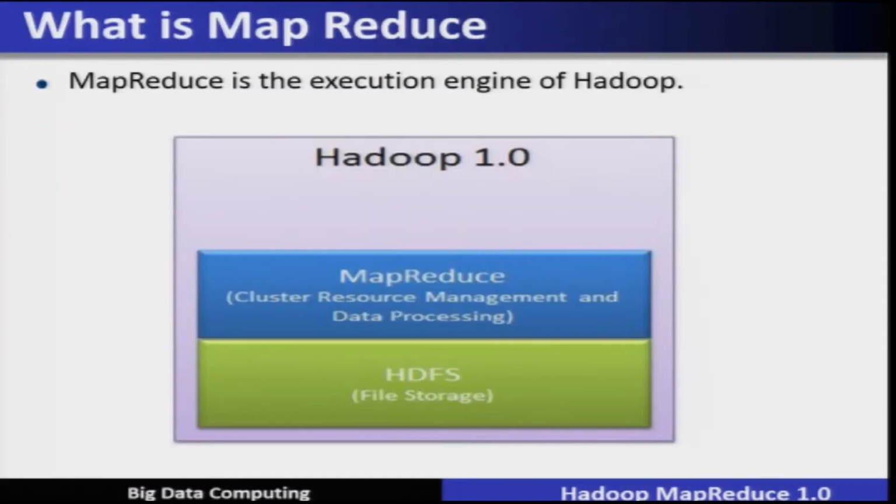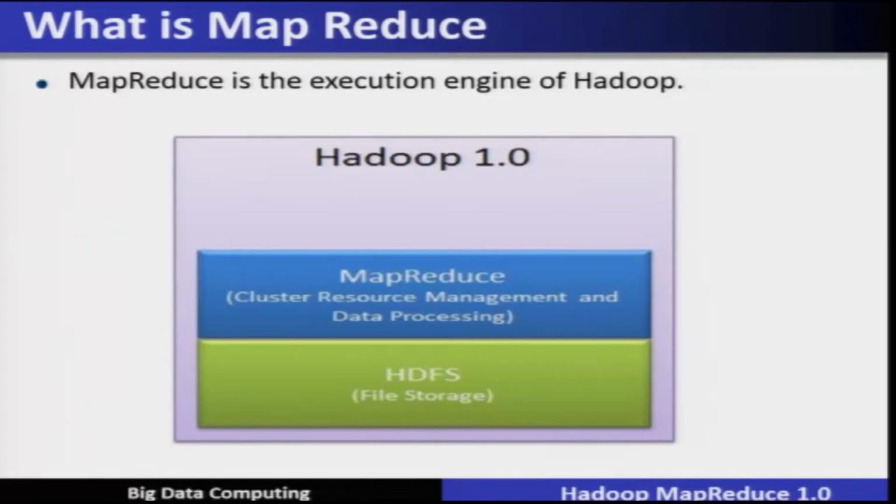Hadoop MapReduce 1.0 version. MapReduce is an execution engine of Hadoop, and we are going to briefly describe Hadoop 1.0 and its components, that is MapReduce, which runs over HDFS. MapReduce is the programming paradigm of the Hadoop system for big data computing, and in MapReduce version 1.0 it also performs resource management and data processing, running over HDFS 1.0. So, we are going to cover this MapReduce 1.0 version briefly.